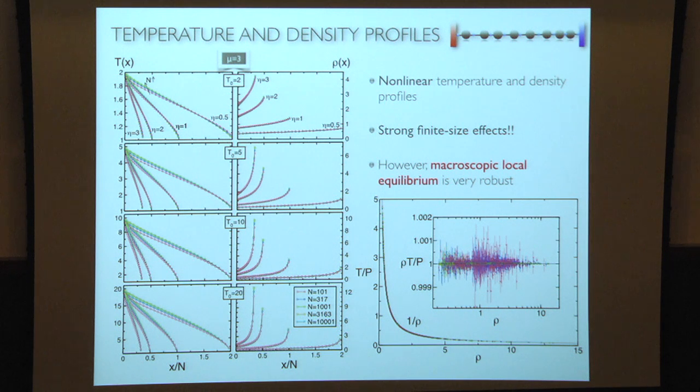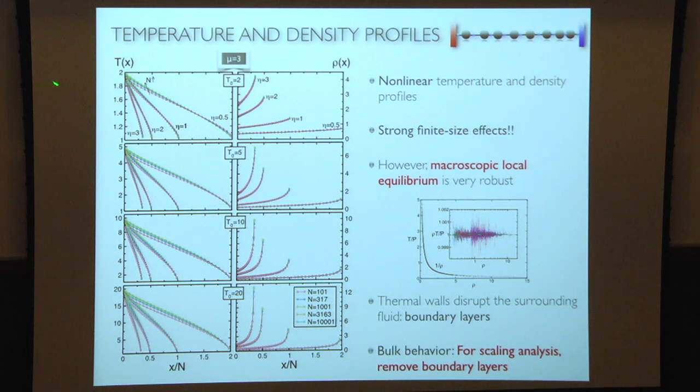But this local equilibrium is at the macroscopic level. So I'm looking at the equation of state. Are rho and T related via the pressure that you measure? And the answer is yes, to a very high accuracy. Here you have T over P plotted versus rho for all this data. All the points are here. And you see what you would expect, the 1/rho law that comes from the ideal gas equation of state. This is just the equation of state as a function of rho, and you see it's 1 plus minus 10 to the minus 3. So we see local equilibrium at the macroscopic level.